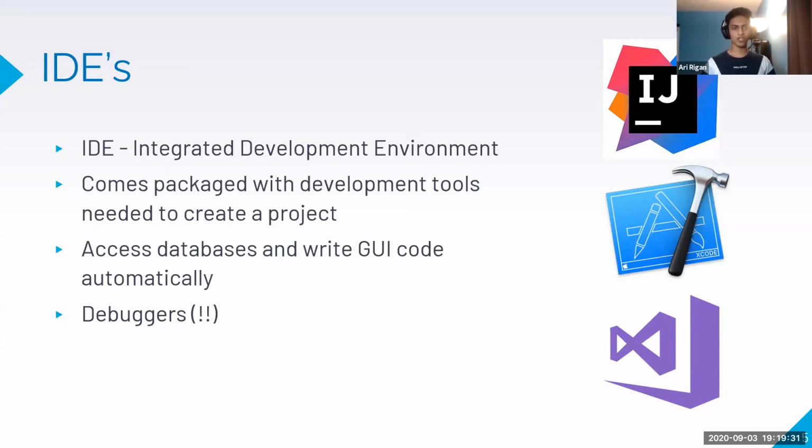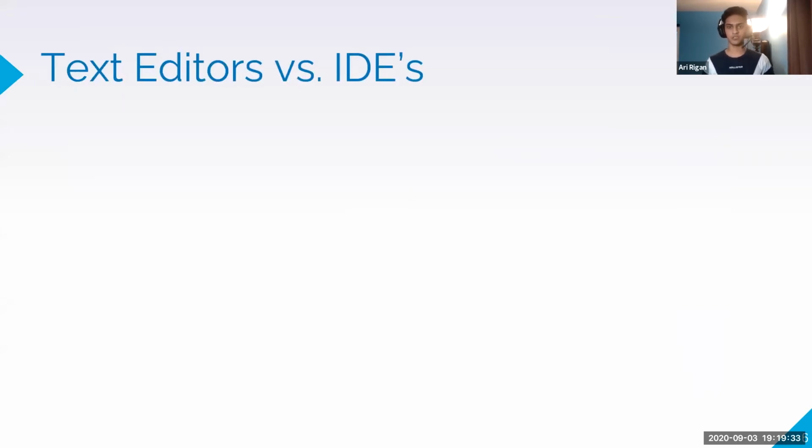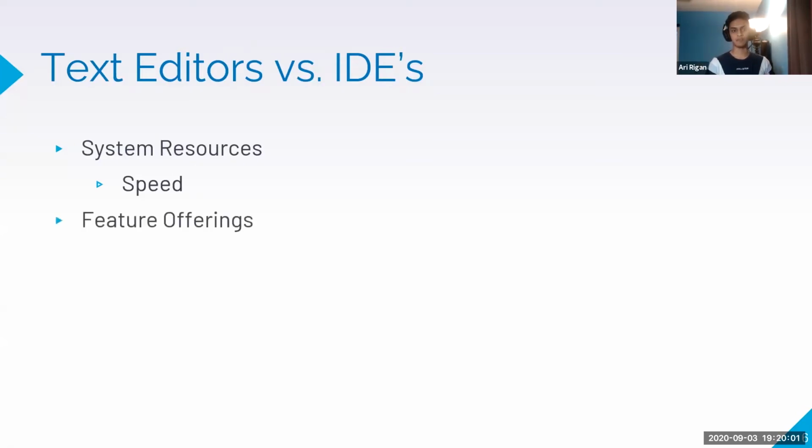So when you're deciding what to use for a project, there's a lot of different things that you need to consider. One is system resources and speed. So IDEs use up a lot of system resources. I'm talking like RAM, CPU power, and they tend to be slower for the most part. It really depends. Like if I were to run a Java program straight from the command line in a text editor, it would go a lot faster than clicking run in IntelliJ. So that's one thing to keep in mind. Another thing to keep in mind is feature offerings.